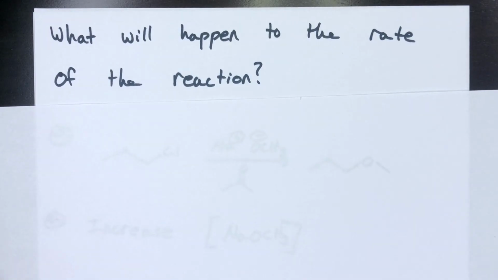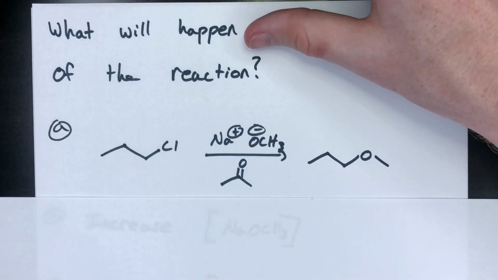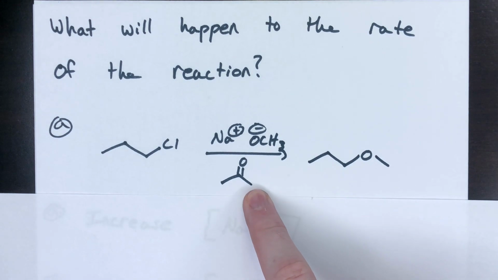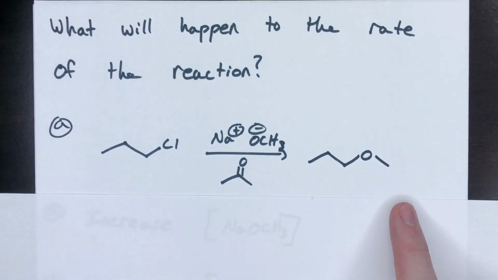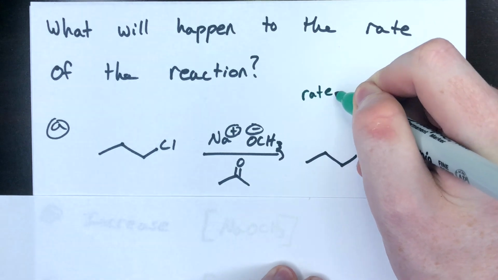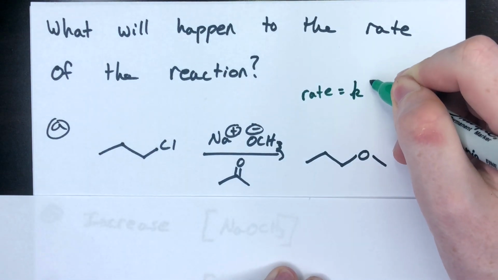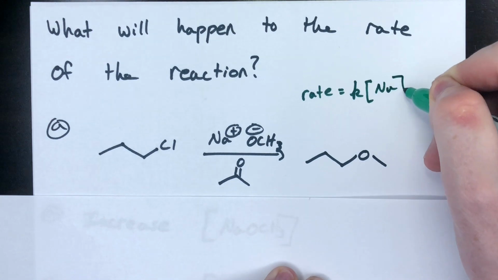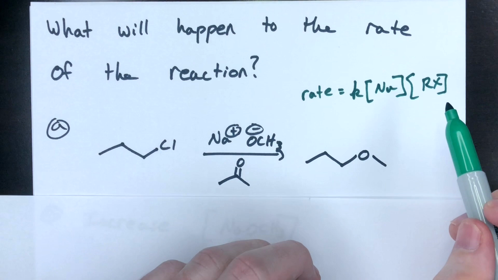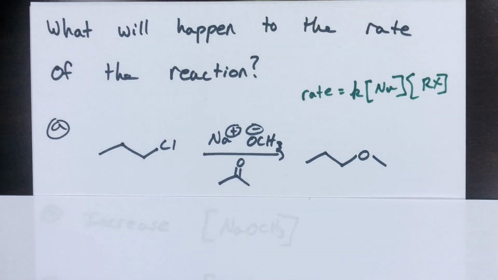Next, we'll look at a type of question that talks about the reaction rate. So what will happen to the rate of the reaction under these various conditions? So here is our reaction. We have a primary alkyl halide reacting with methoxide in a polar aprotic solvent. This is definitely going to undergo SN2, and we'll get this product. So recall that SN2 rate is determined by the rate constant times the nucleophile concentration times the alkyl halide's concentration. So both of those will influence the rate of the reaction.